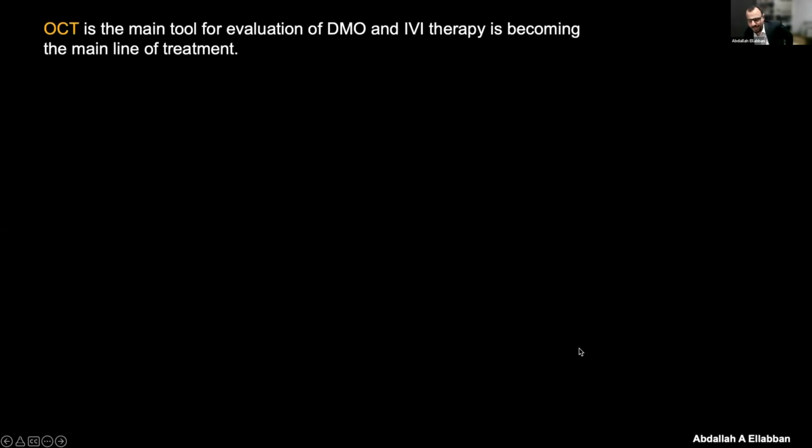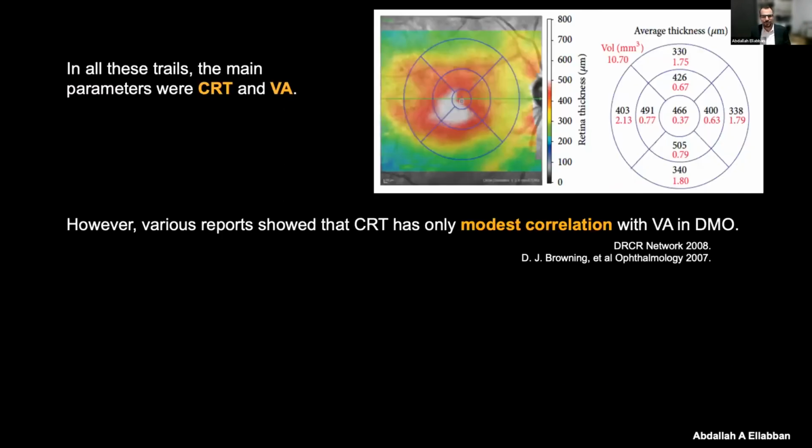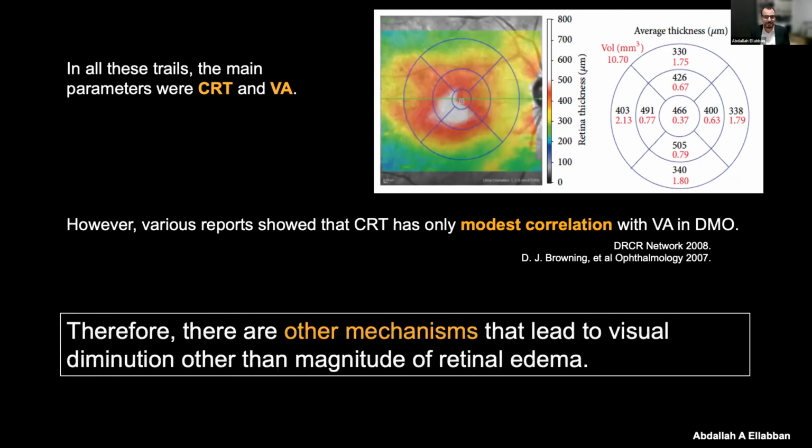So I'll try to look at macular edema slightly from a different angle. As you know, we regularly use OCT for macular edema, and we have so many multi-center trials looking at macular edema. Unfortunately, most of these trials looked at 2 main parameters, the central retinal thickness and the visual acuity. But as we all know, many reports show that central retinal thickness has only modest correlation with visual acuity in macular edema. And there should be other mechanisms we can look at.